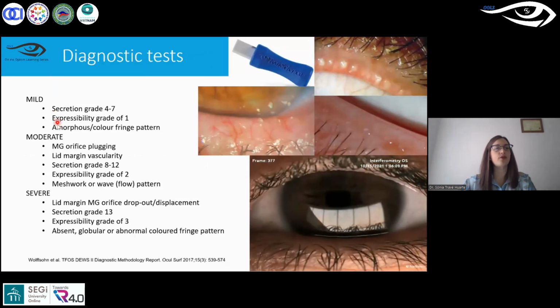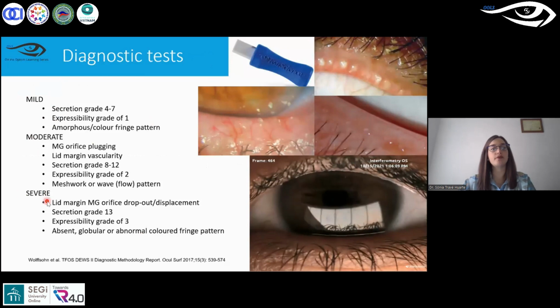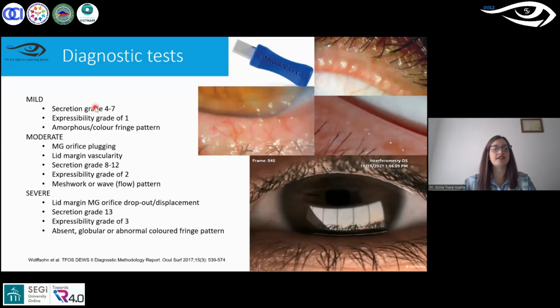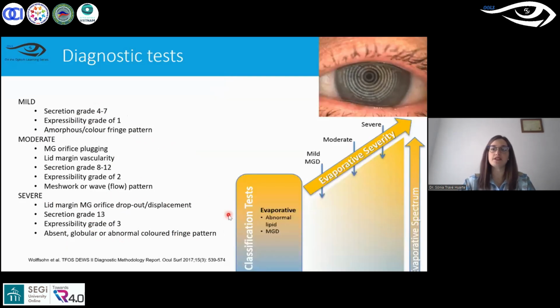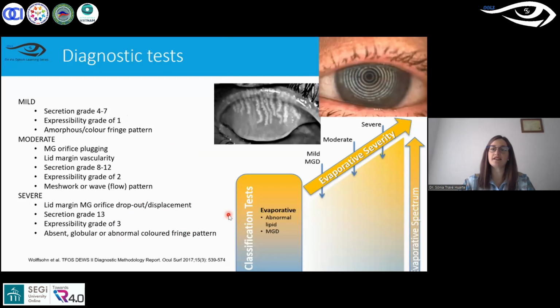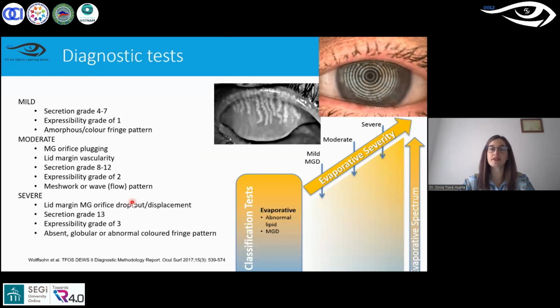That will sort of help us go from a more mild to moderate to severe approach, knowing if there's changes in secretion from 4 to 7 to 13, changes in the pattern of the lipids, going from a normal pattern of oils to absent or abnormally colorful, and also changes on that lid margin, so lid margin dropout or displacement. So those are tests that we're going to do to sort of help us with that. And obviously, the Meibomian gland images, the Meibometry, the Meibography.